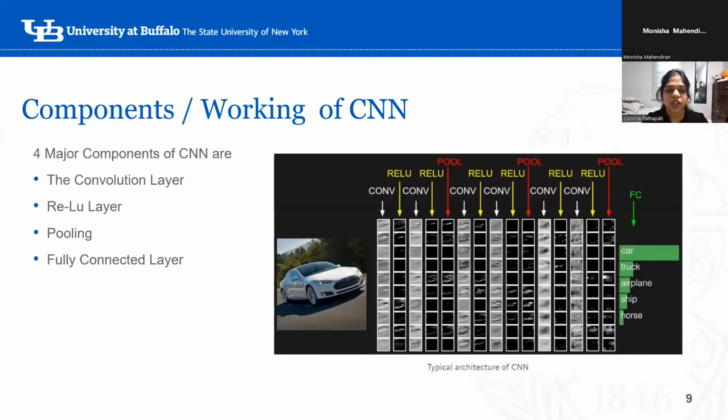Let's look at the components of working of CNN. There are four major components of CNN, and those are the convolution layer, the ReLU layer, which is the rectified linear unit, the pooling layer, and the fully connected layer. These layers are stacked upon each other to do image processing. So the input image goes through all these layers to get an output.